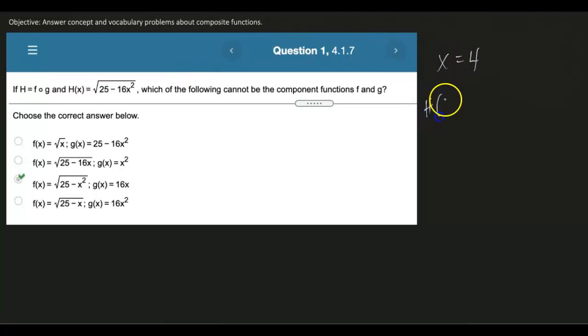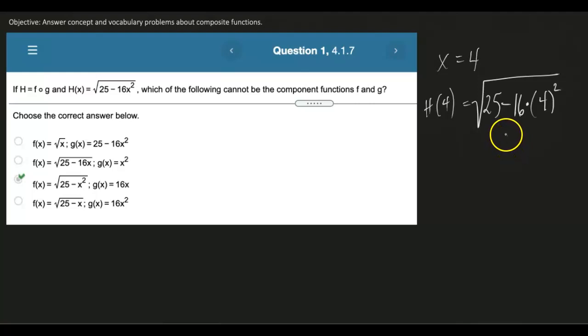Well, for h of 4, the first thing I would do is square the 4. That's according to the order of operations. The next thing I would do is multiply by 16. After that, I would subtract this from 25. And then the very last step would be to take the square root.